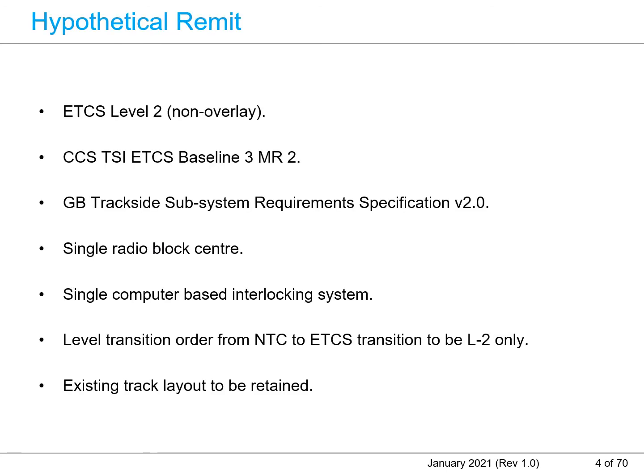This hypothetical requirement is for the purpose of the learning module only. This hypothetical requirement requires ETCS Level 2 non-overlay, based on the requirements in the CCS-TSI, ETCS Baseline 3, MR2, and the GB Trackside Subsystem Requirements Specification, version 2. The ETCS Level 2 area will be supervised by a single radio block center, and a single computer-based interlocking system. The level transition order from NTC to ETCS transition is to be level 2 only. The existing track layout is to be retained.